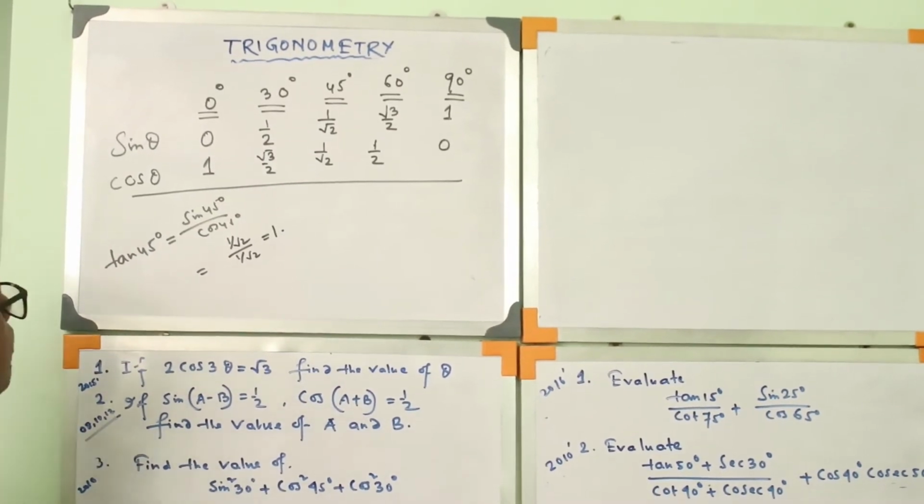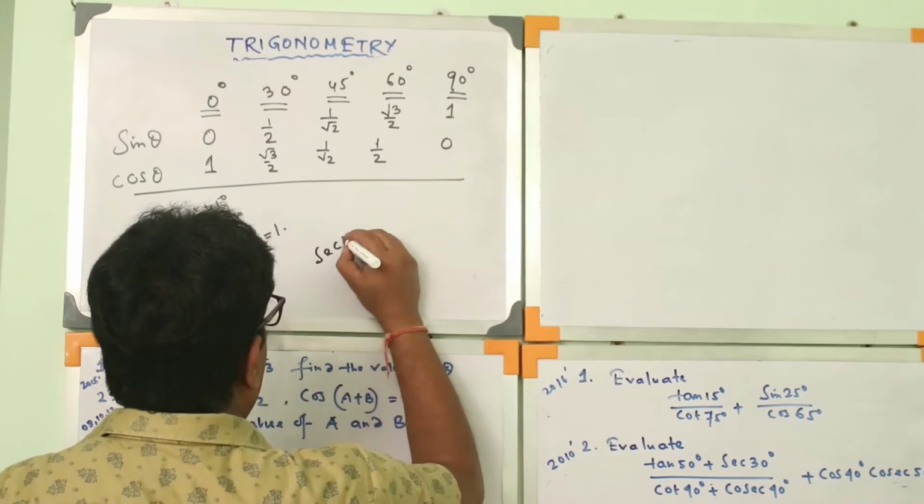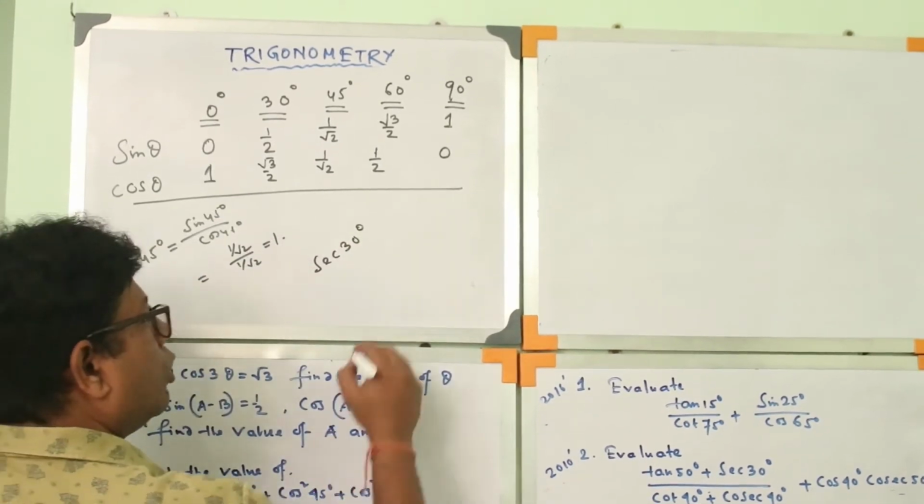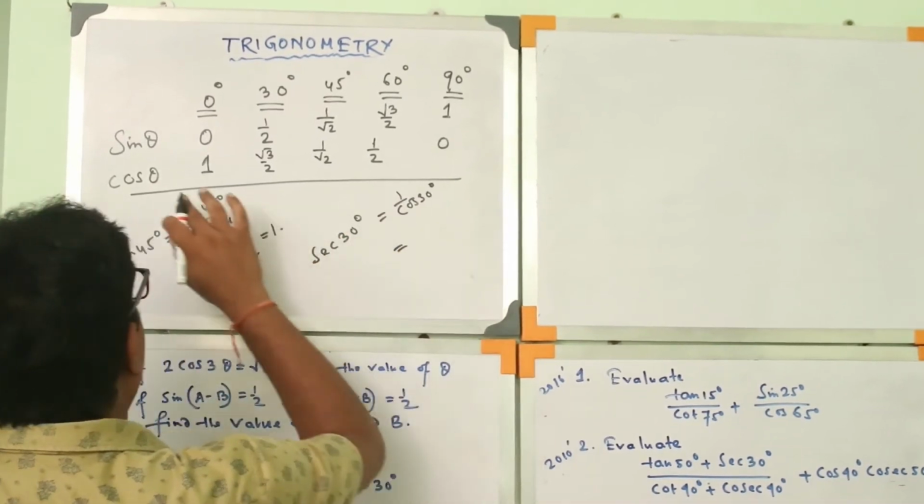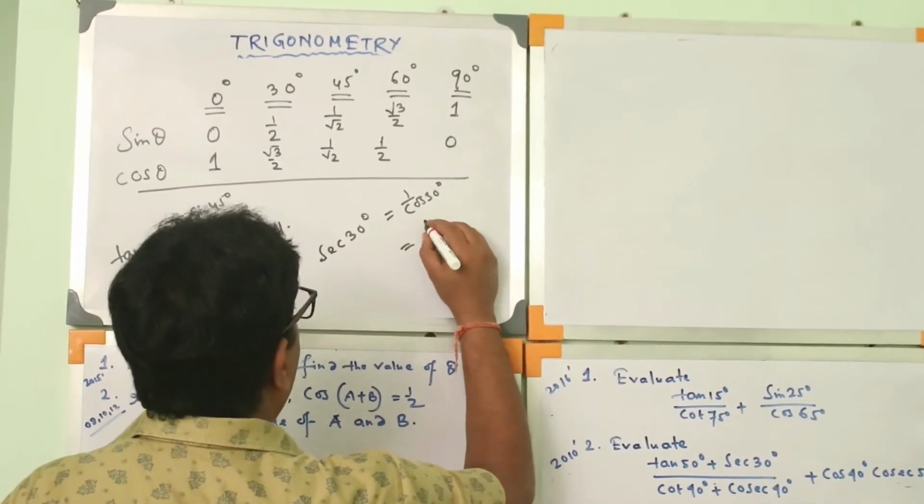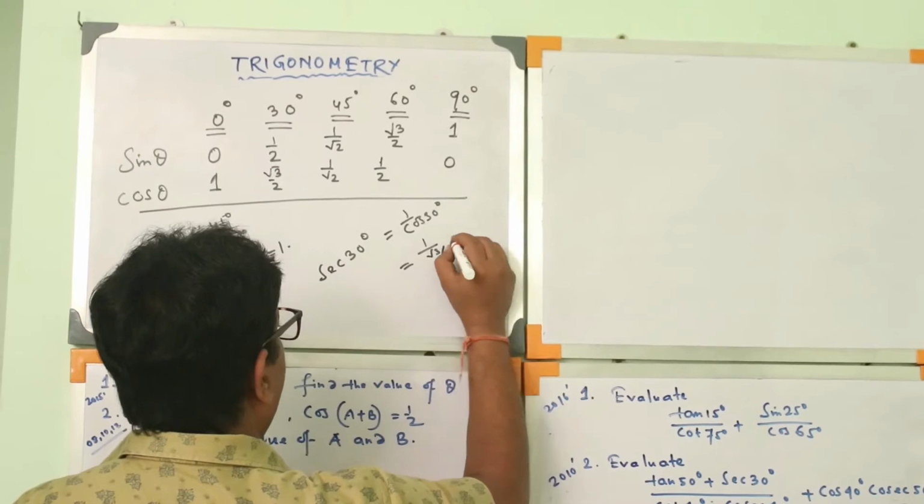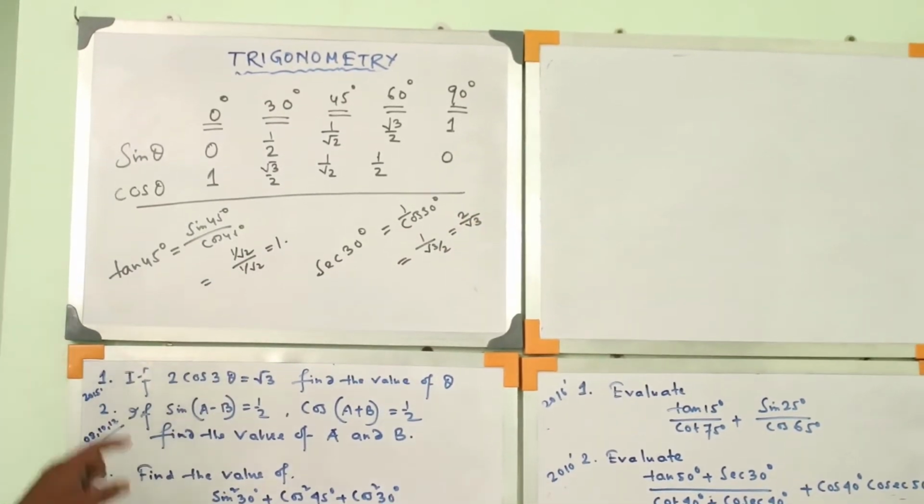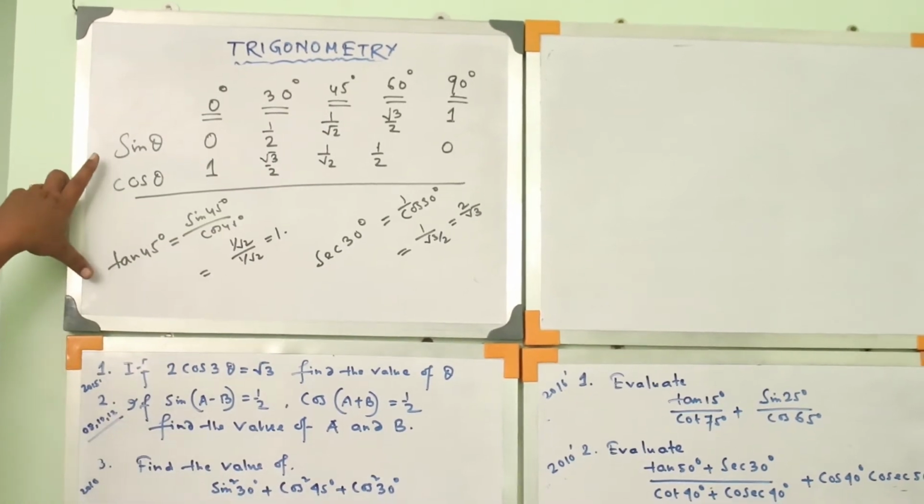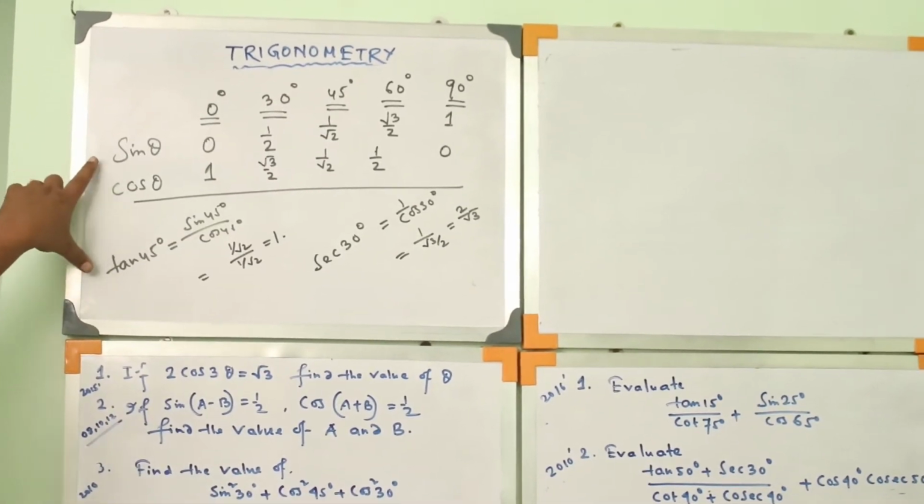What will be the value of sec 30? Sec 30 means 1 by cos 30 degree. What will be the value of cos 30? Root 3 by 2. That means 1 by root 3 by 2, that means 2 by root 3. So different specific angles you can easily calculate by using this table.